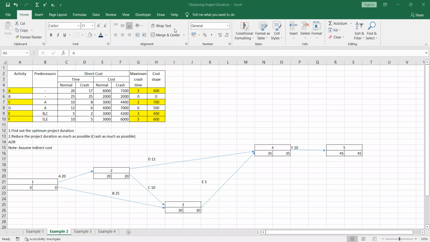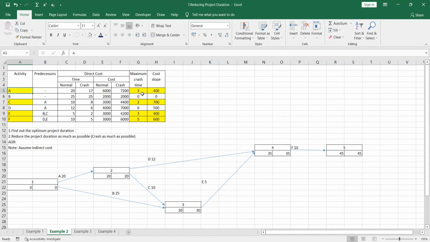Right, Ayesha and Rukshika are saying A. Very good. So if you have a minimum cost slope of 400, we have to select one. When we are selecting one, you have to take the lowest identification number, which is activity A. So now I'm going to crash activity A by 1 day. When I crash activity A, the maximum crash time is 3.